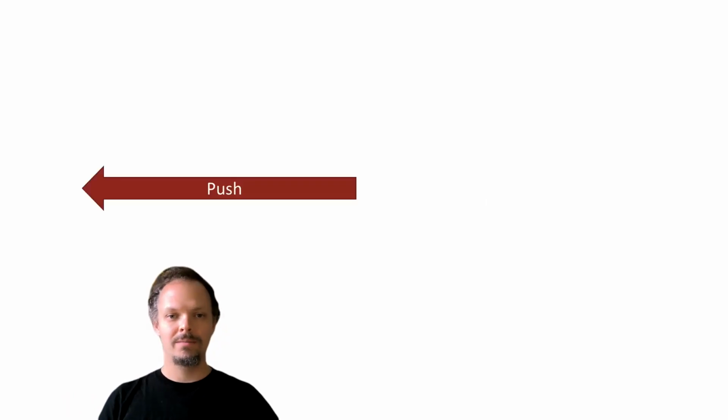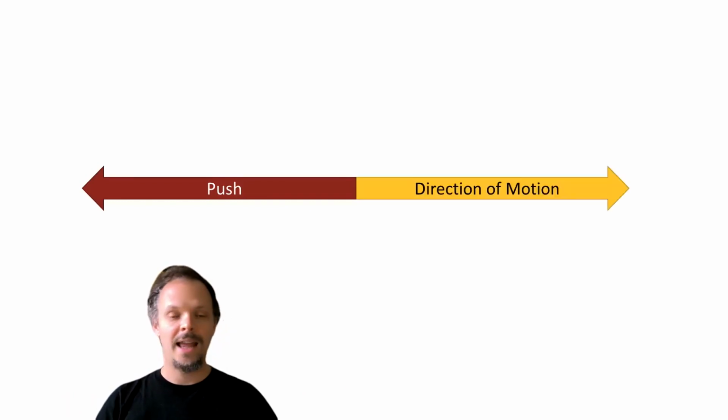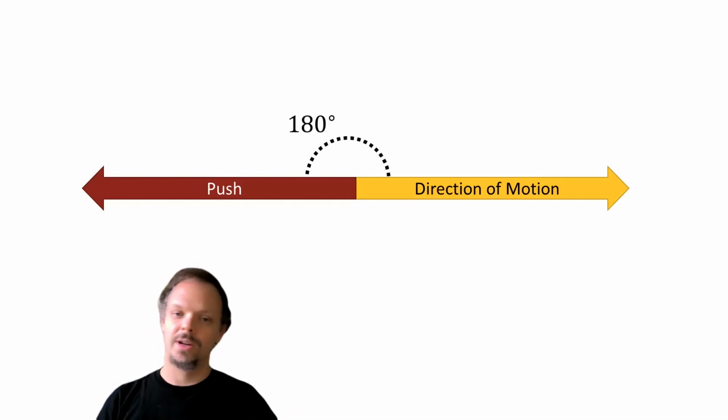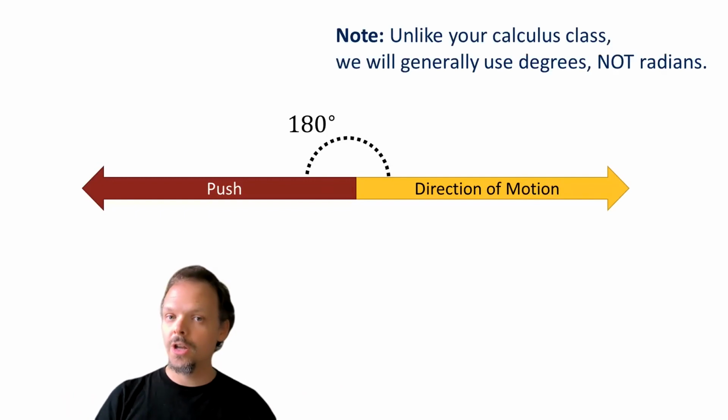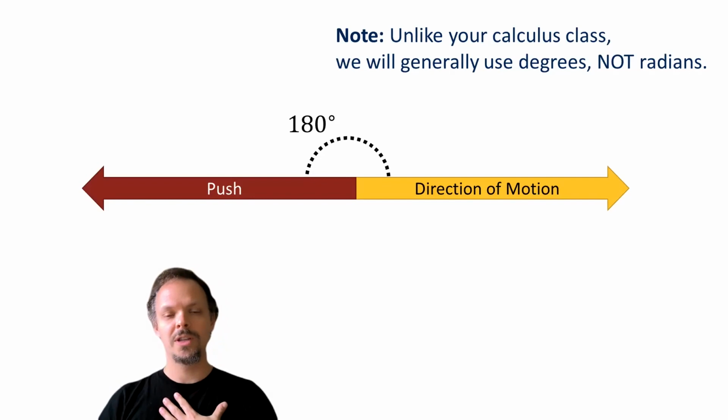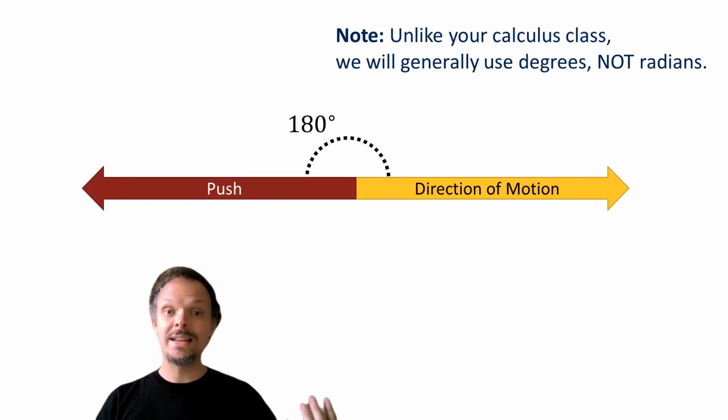So let's start with something that's pretty familiar to a lot of people. Here we've got a push pointing to the left and a direction of motion to the right. And most people would probably agree that the angle between these two things is 180 degrees. I'll note that unlike your calculus class, we're going to be mostly using degrees in this course, not radians. Degrees are actually more common in a lot of scientific literature, so that's what we're going to stick with.